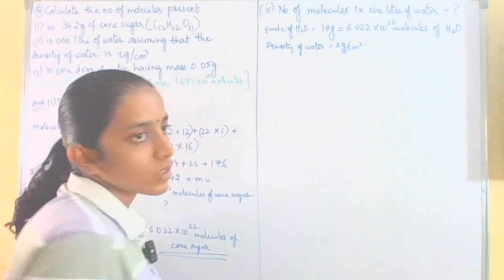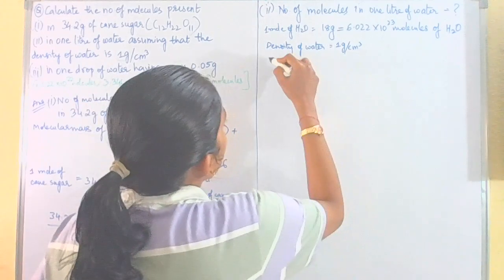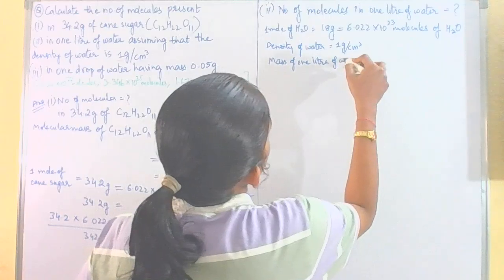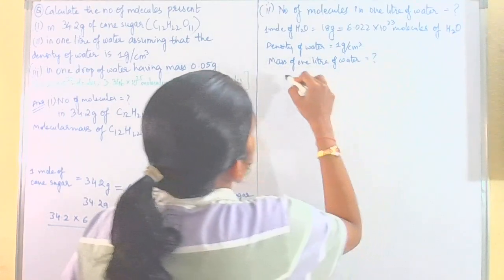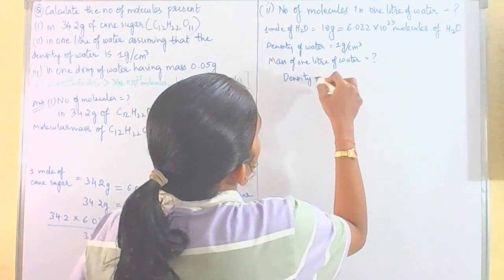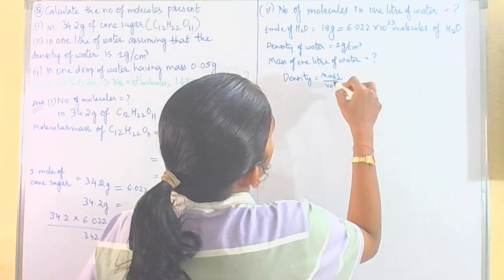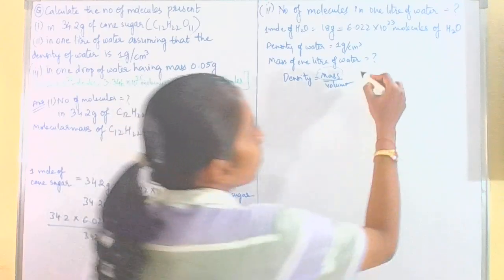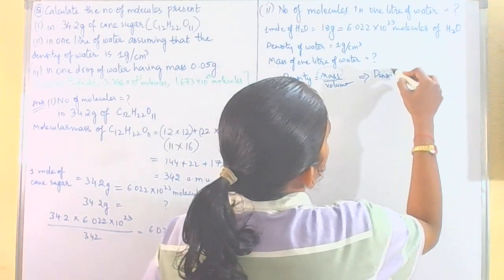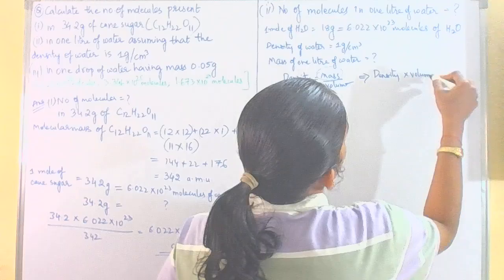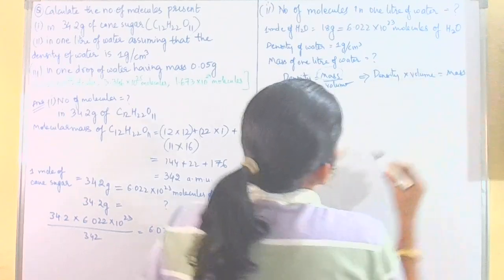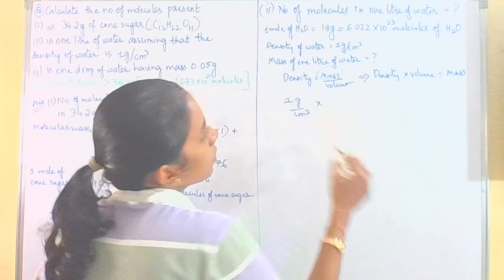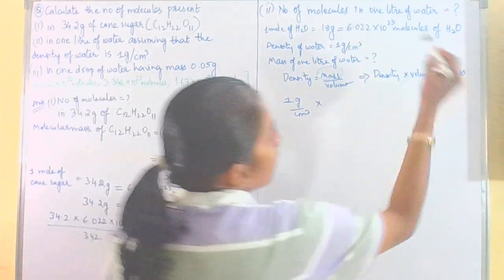Gram per centimeter cube is a unit for density. You have to find the mass of 1 liter of water. We know that density is equal to mass by volume. So if you want to find mass, you have to multiply density with volume. Density into volume is equal to mass. So what is the density? 1 gram per centimeter cube. Into what is the volume here? 1 liter.